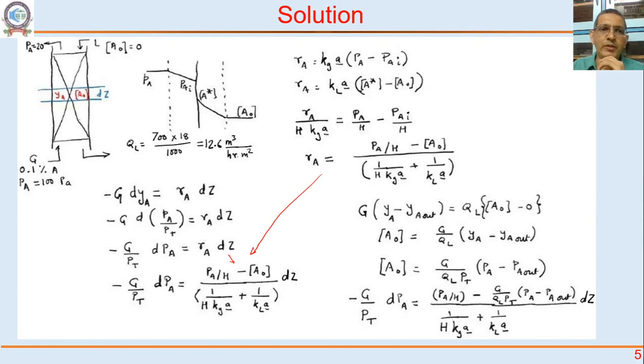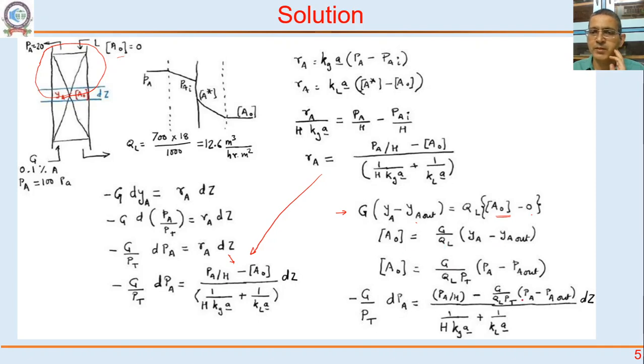To get to this A naught, we can do a material balance across this whole part of the column, either the top part or the bottom part. What I have written is across the top part. G into YA minus YA out is how much A has disappeared from the gas side. That must be equal to QL into A that has appeared in the liquid side, minus 0, because A naught is 0 at the start, at the entry of the top part. So we'll get A naught in terms of G and QL.